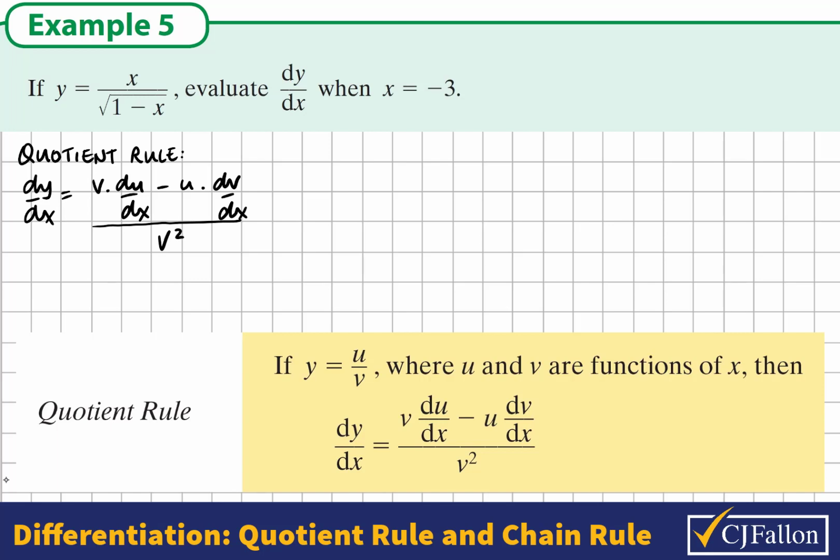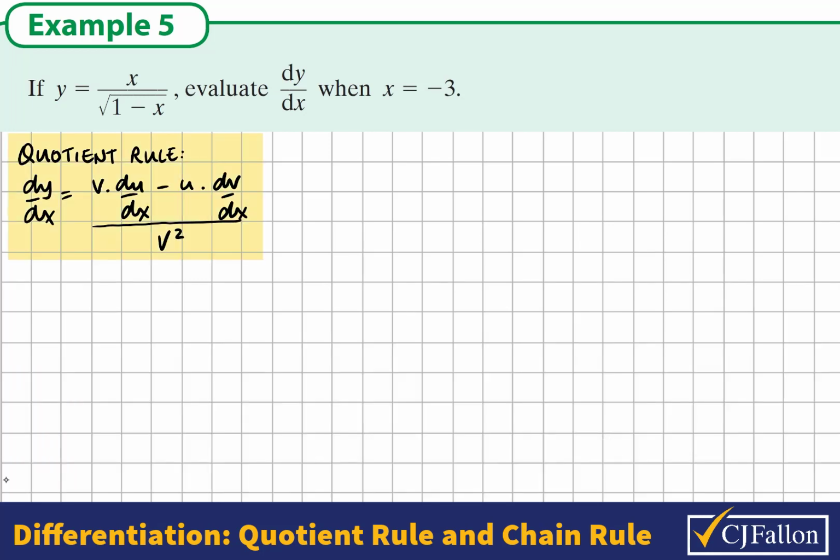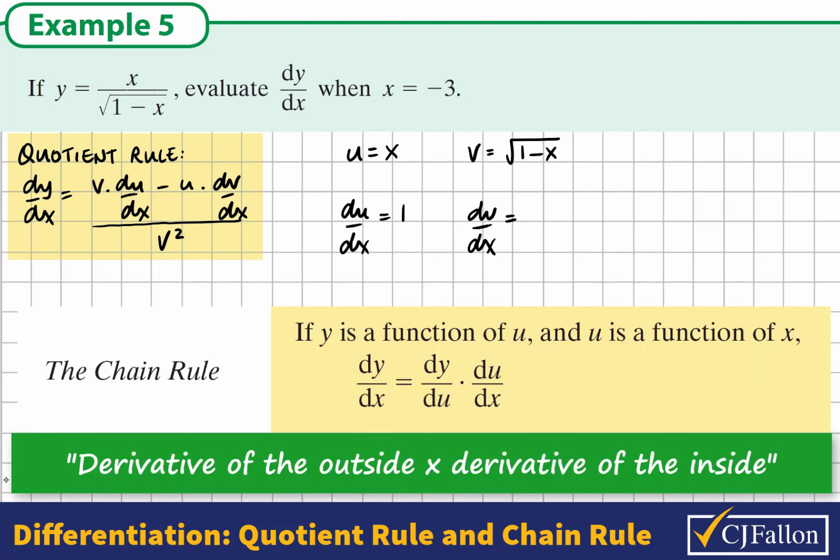So in this question, our u is our x, our numerator. Then du/dx would be the derivative of this, which is 1. Our v is our denominator, the square root of 1 minus x. To differentiate this, we need to use the chain rule.